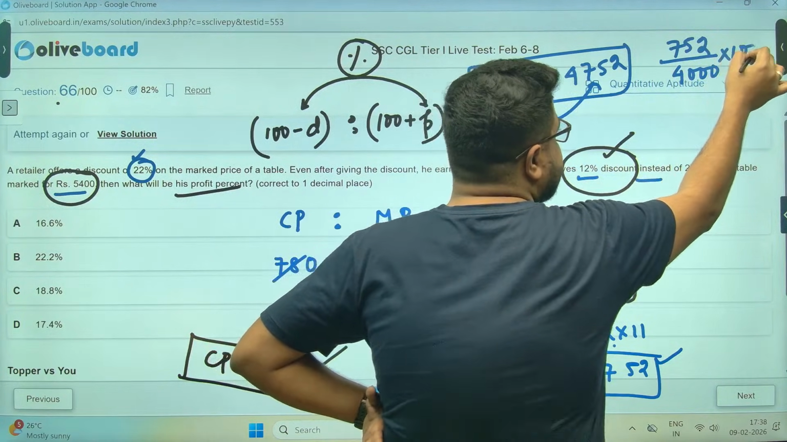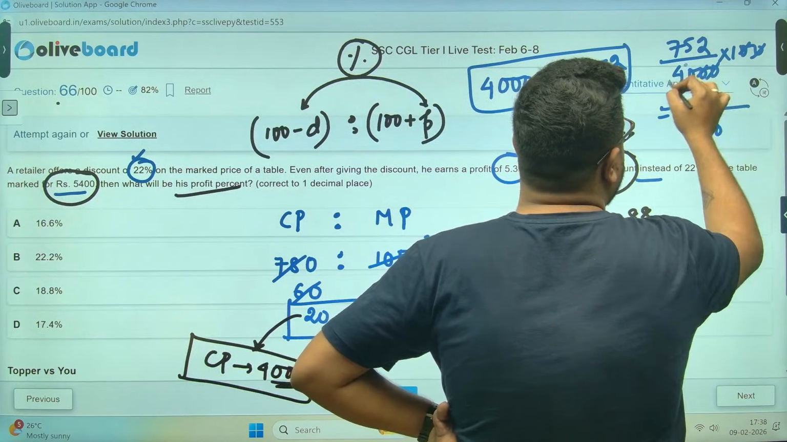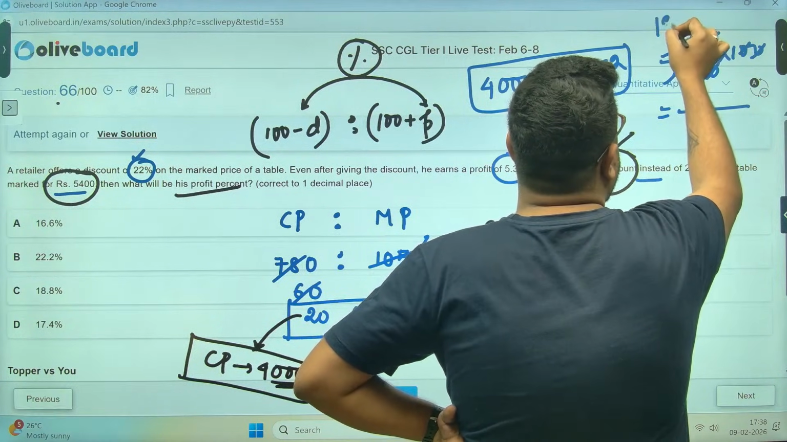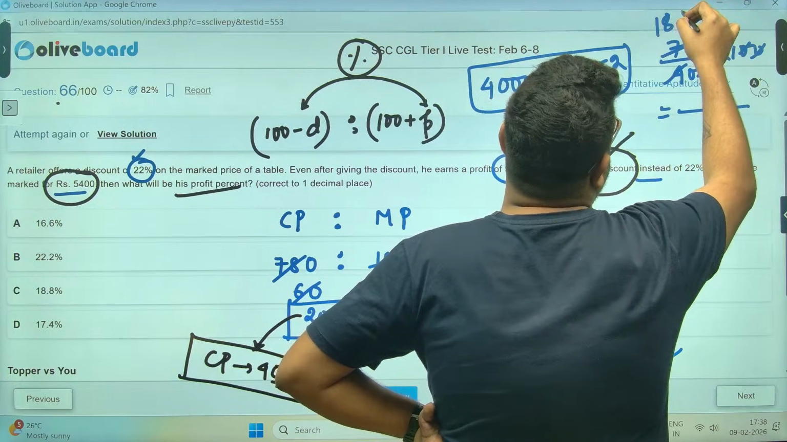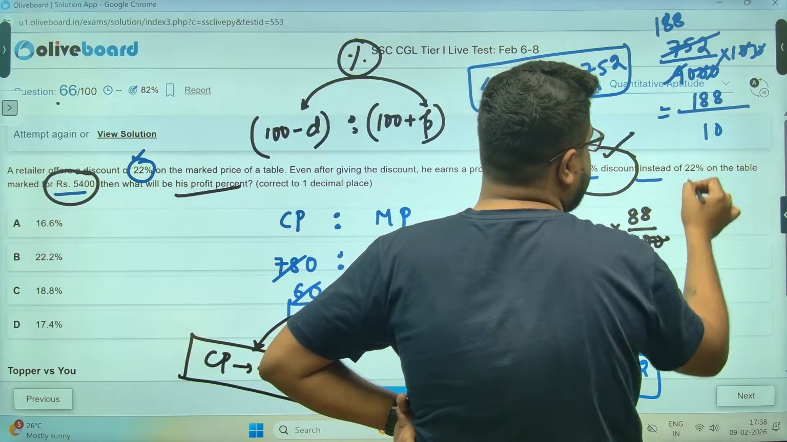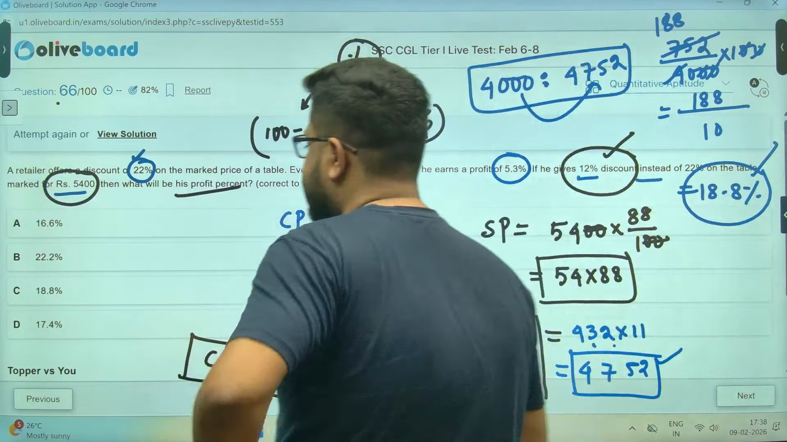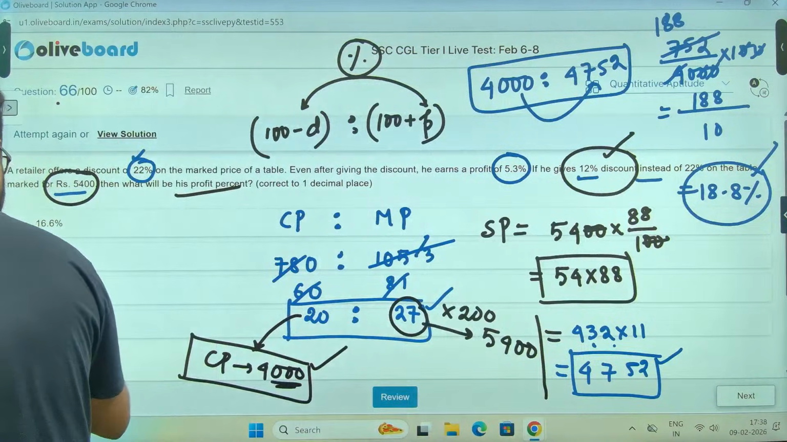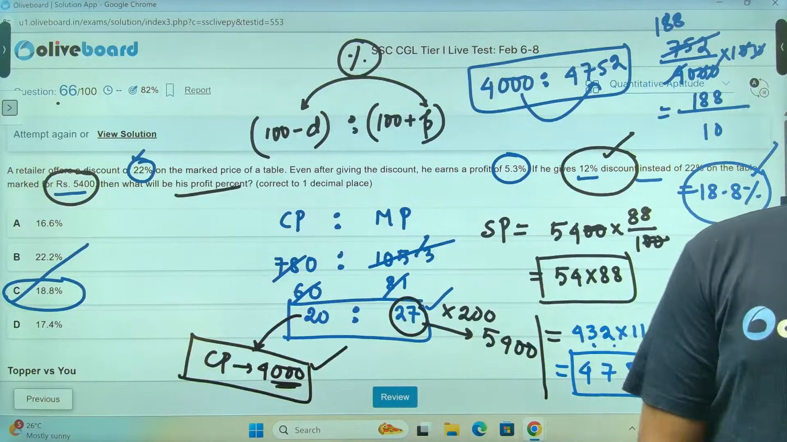So percentage is into 100, 0000. 4 say if you do, 4 18s are 72, 32, meaning 4 8s are this. 188, meaning, sir, 18.8% is the profit percentage, sir. Option number C, sir. 18.8 percentage, it is your profit percentage.